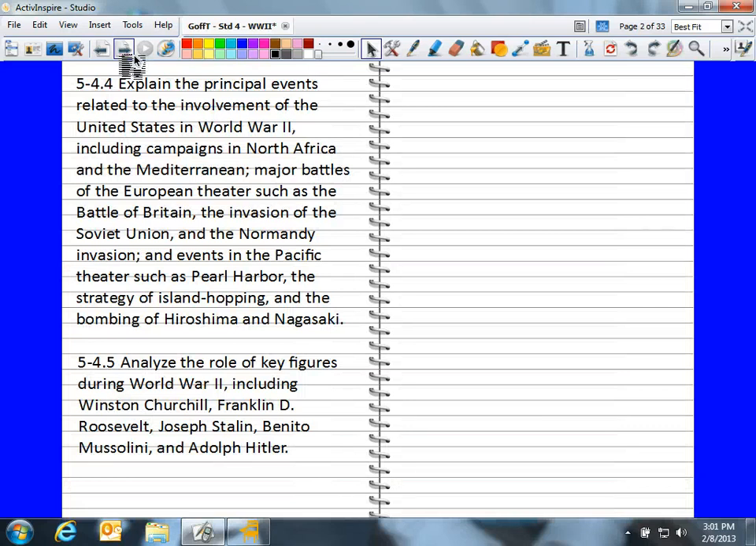So, first thing you need to do in your interactive notebook is set up where you can take some notes. On the next clean page, if you would, write down these two indicators, 5-4.4 and 5-4.5. We're doing two indicators together right now because the second one down here at the bottom goes along with the one at the top, because if you notice, this one is focused on some of the people that were involved in the conflict. You may pause when you need to. I'm going to go ahead into the lesson.